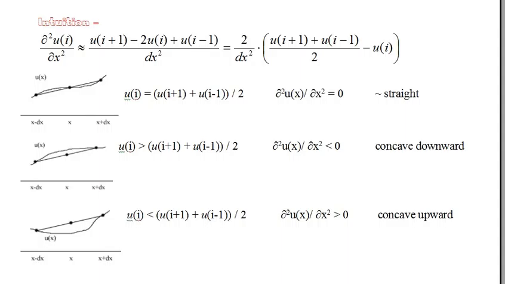If u of i is greater than the average of u of i plus 1 and u of i minus 1, the FDM estimate is negative, so a negative second derivative corresponds to u being concave downward near x. If u of i is less than the average of u of i plus 1 and u of i minus 1, the FDM estimate is positive, so a positive second derivative corresponds to u being concave upward near x.